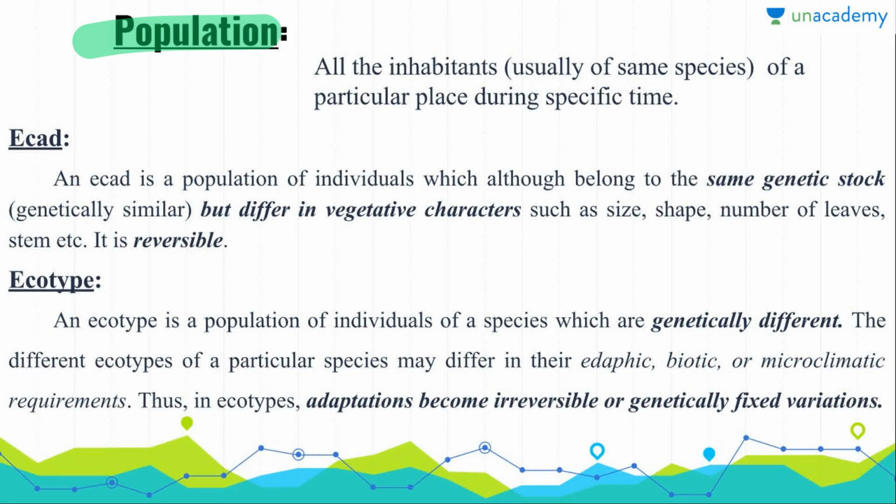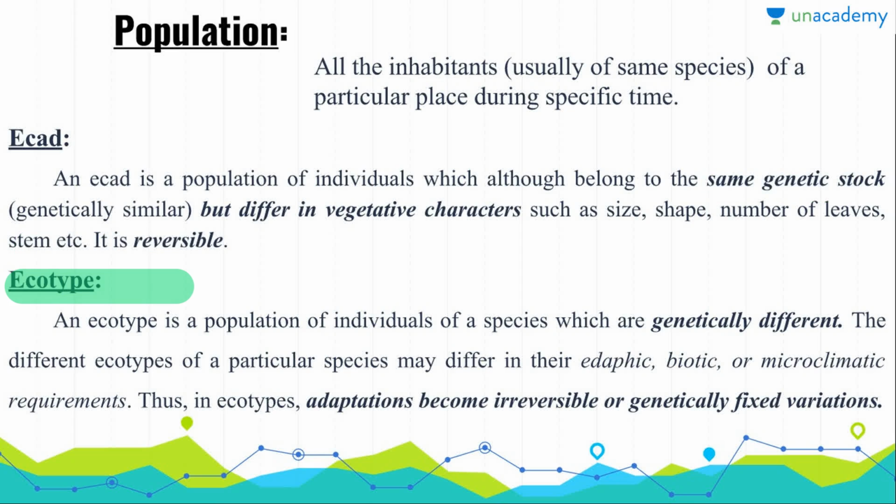Now moving forward, what is a population? It is all the inhabitants of a same species at a specific time and at a specific place. Now what is an ecad? Ecad is a kind of population which has the same genetic stock but different vegetative characters, that is size, shape, number of leaves, stem, and since it has the same genetic stock it is reversible.